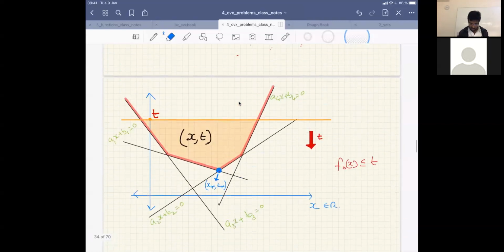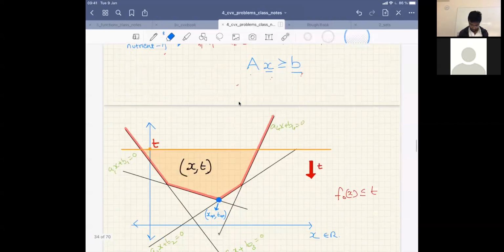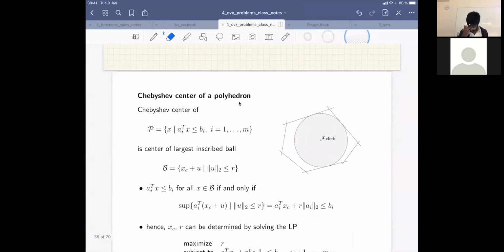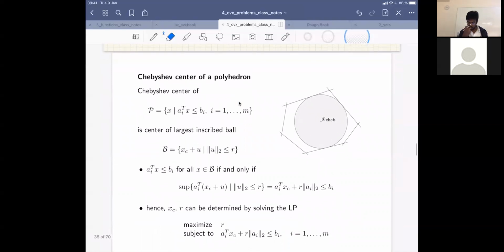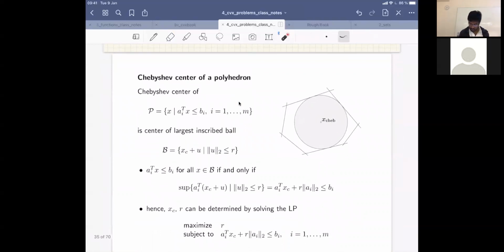Yeah. So let's move on. Another example of LP, the Chebyshev center of a polyhedron. So what is this? We have a polyhedron here, and the Chebyshev center of a polyhedron is the center of the largest ball inscribed in it. So just consider the largest ball that can fit into this, and then its center will be the Chebyshev center. Okay.